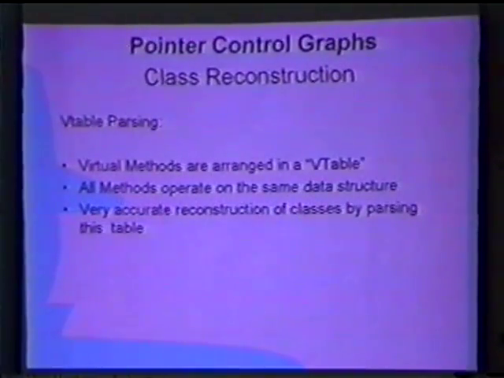Vtables are tables in which all virtual methods of a class are being stored, which is good for us because it's basically an array of functions which all operate on the same data structure and which all have the pointer to the structure in the same register. So by parsing the entire vtable, we get a very, very accurate representation.